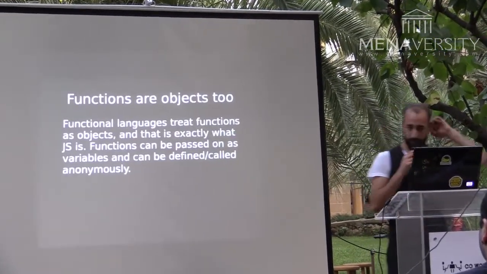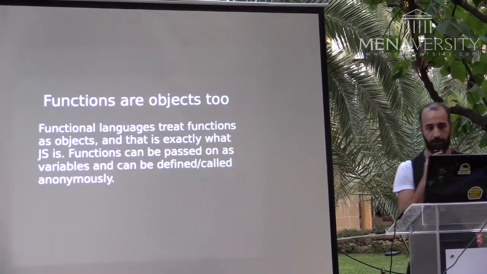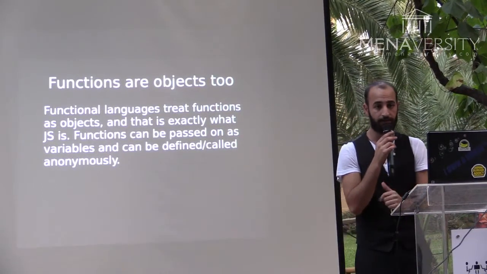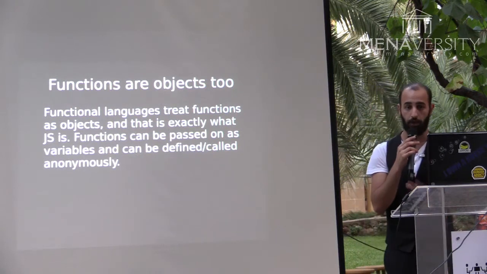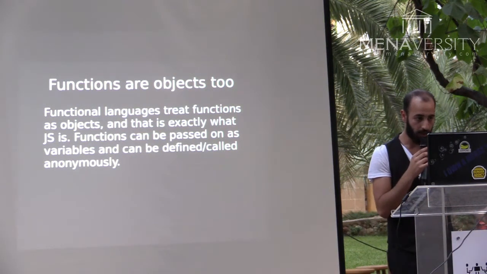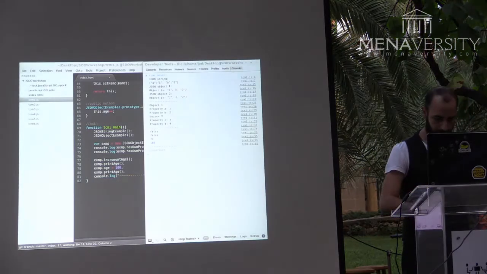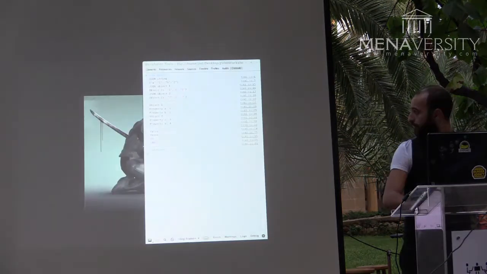Okay, so let's talk a bit about functions. We all know that JavaScript is a functional language, and by functional language we mean it's a language in which we can use functions as variables. Actually, in JavaScript, functions are actual objects. So the way we can actually prove that is by doing this.